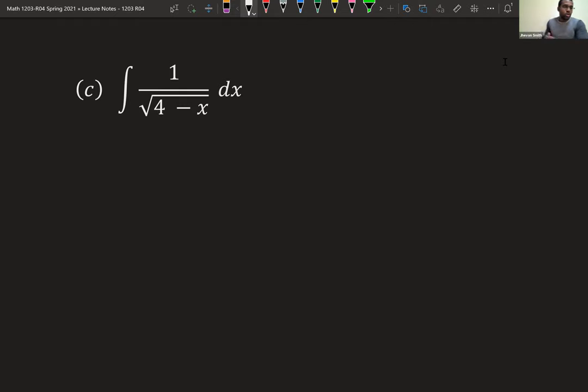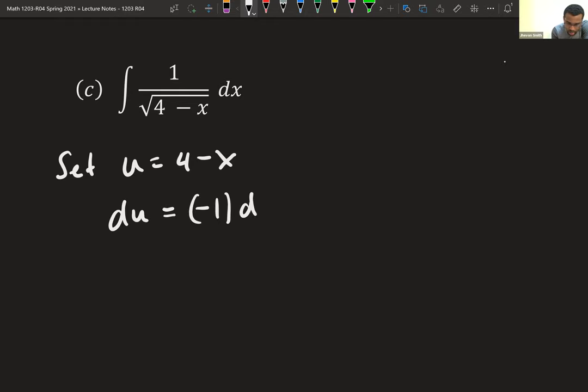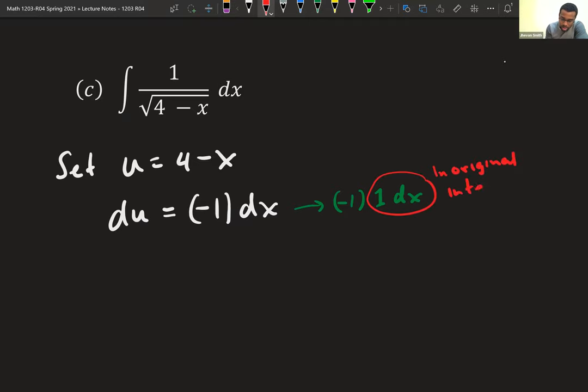So what can I do? Well, I can just set u equals 4 minus x. My du is just going to be minus 1 dx. Now, do I have minus 1 dx in the original integrand? Yeah, right, because it's a constant. The constant factors don't matter, right? I have a 1, and I can think of this as, say, a minus 1 times a 1 dx. So this is in the original integral. So, good substitution.